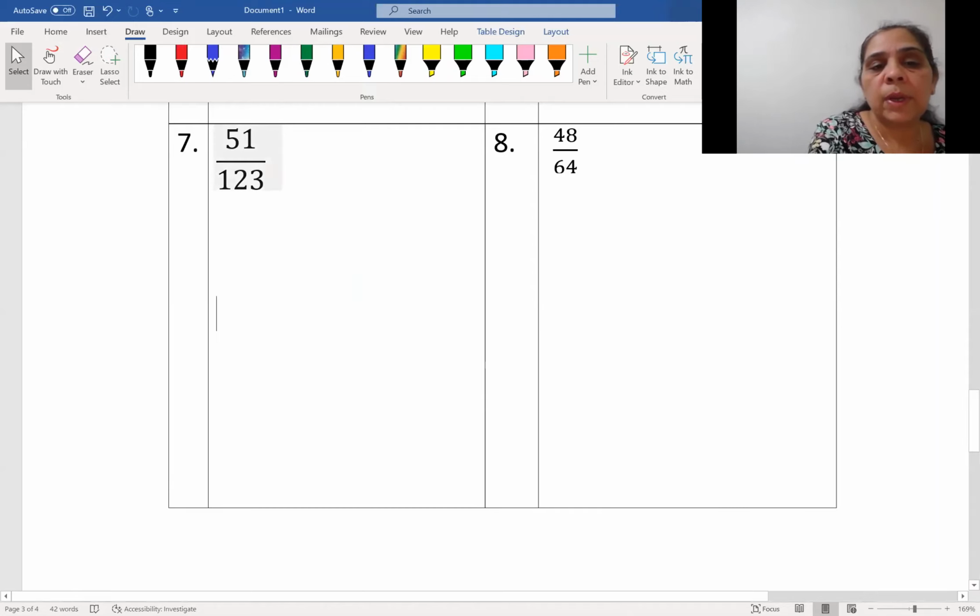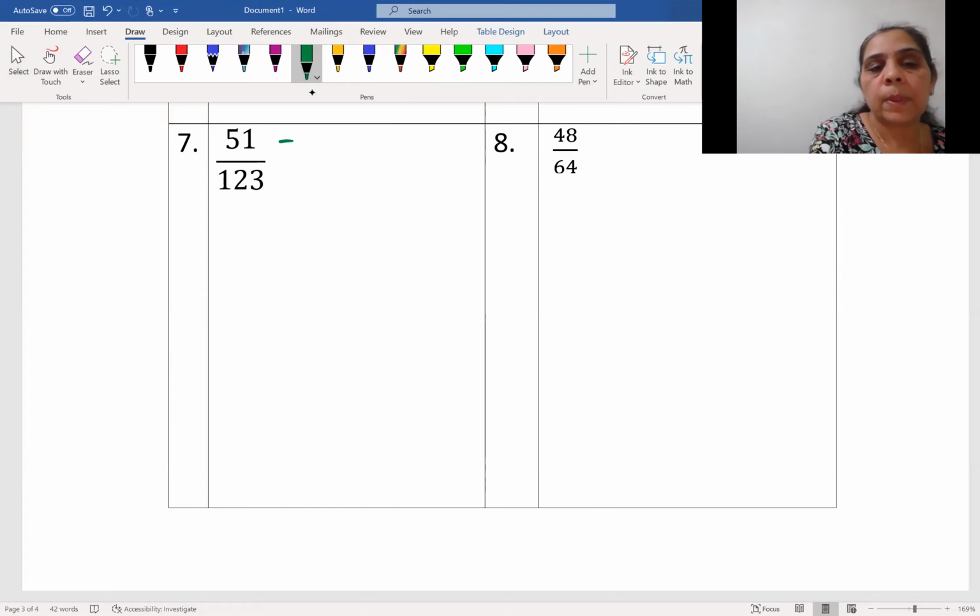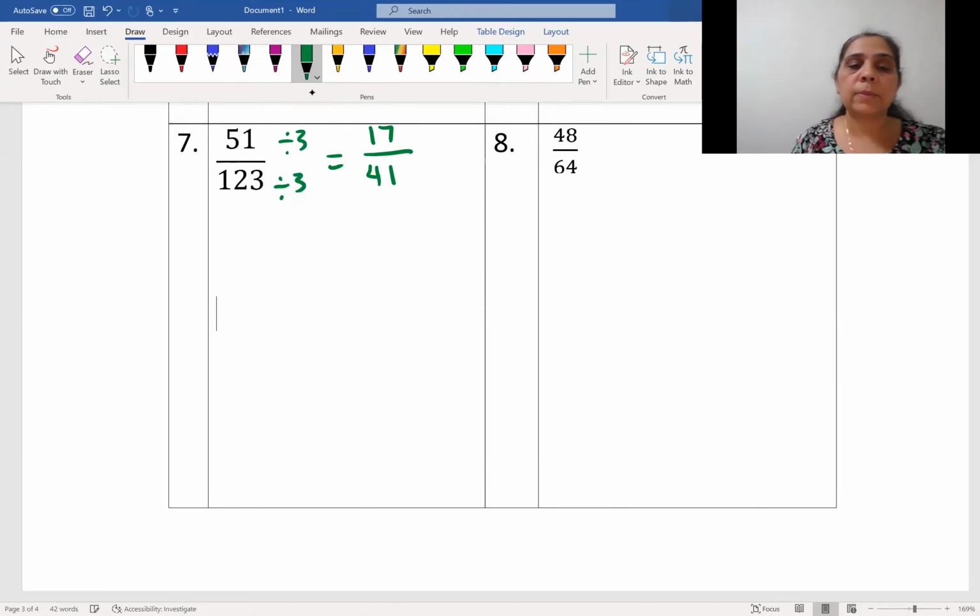Okay. So you divide by 3. 51 divided by 3 is 17. 17 times 3 is 51. And if you divide by 3 here, 3 times 4 is 12. 3 times 1 is 3. So 17 over 41. Both of them are prime numbers, so we cannot reduce more.